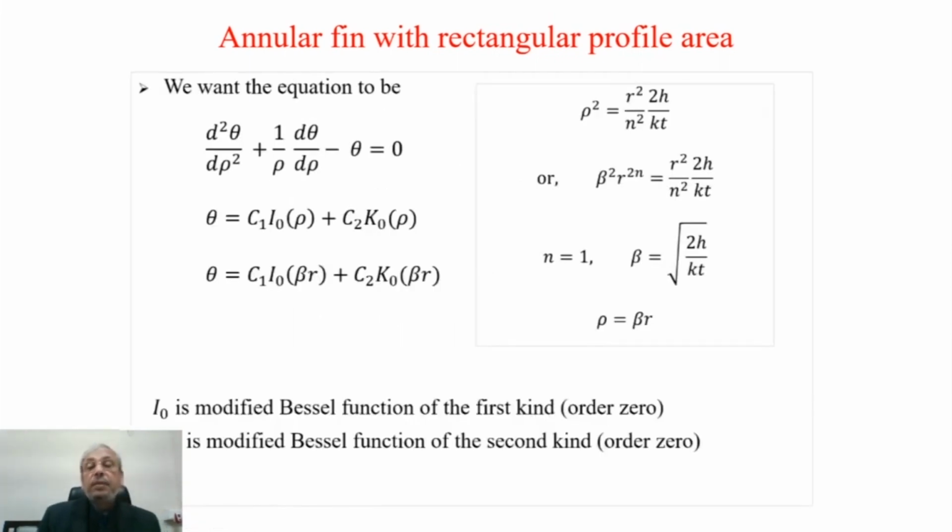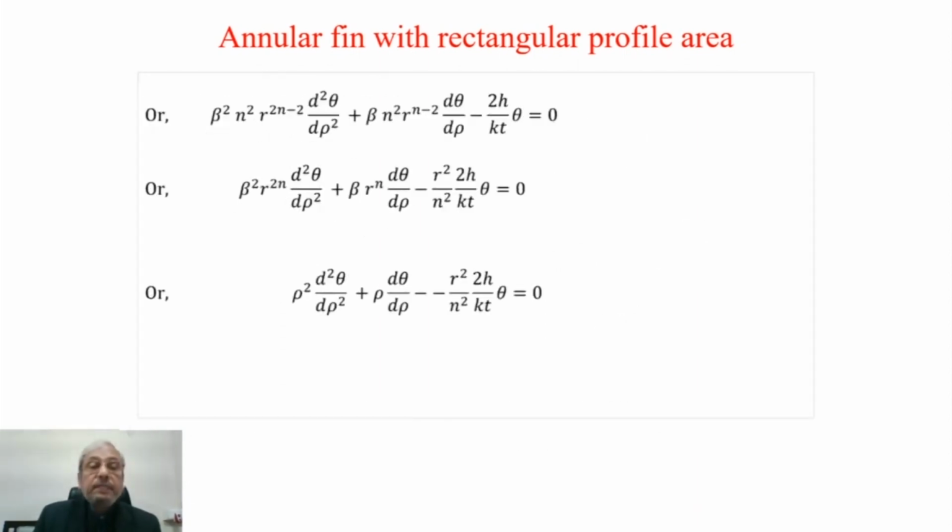And this governing equation, if it has to make physical sense, we have to reduce by dividing by rho square and get a form d2 theta d rho 2 plus 1 by rho d theta d rho minus theta, so that it becomes basically our known equation, like Bessel's equation or modified Bessel's equation. It will become modified Bessel's equation.